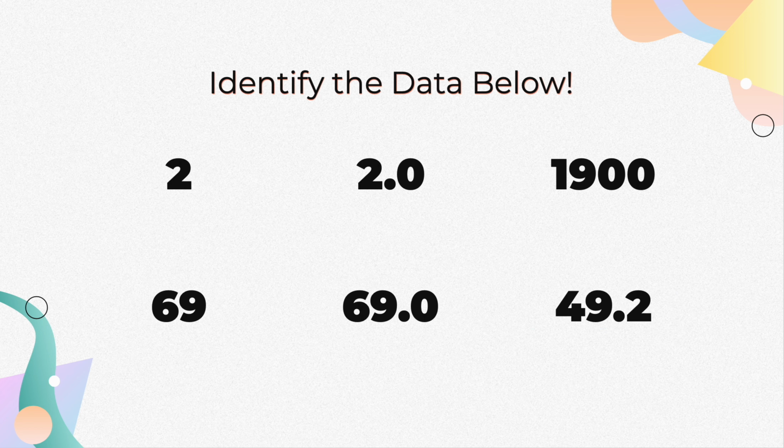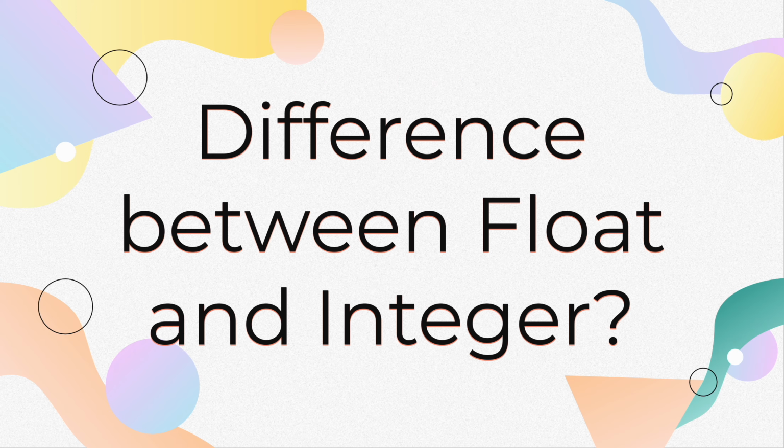Let's try this activity. Try identifying the data below. Pause the video here and give it a shot. 2 will be an integer, 2.0 is a float, 1900 is an integer, 69 is an integer, 69.0 is a float, and 49.2 is a float. And as I've said before, a difference between a float and an integer is just that singular decimal point. Anything with a decimal point will be a float. Anything that doesn't have a decimal point will be an integer.